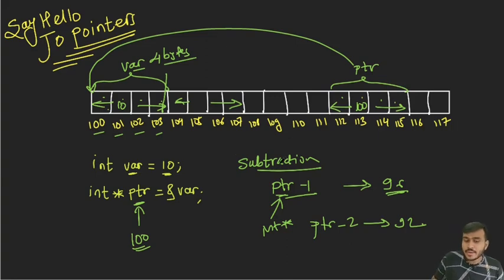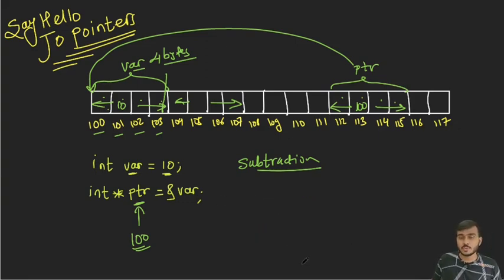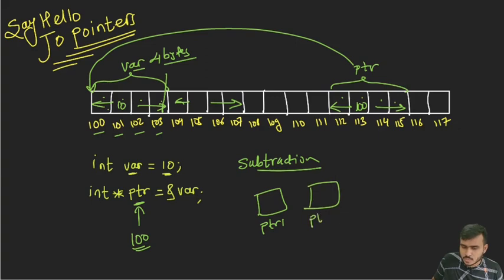Alright, now as I have said, there is one more interesting special thing about subtraction, that we can also subtract two pointers. So let's assume that we have two pointers. One is PTR1, and another one is PTR2. Let's assume that PTR1 is storing address 100 and PTR2 is storing address 104, and both of these pointers are of type int star.